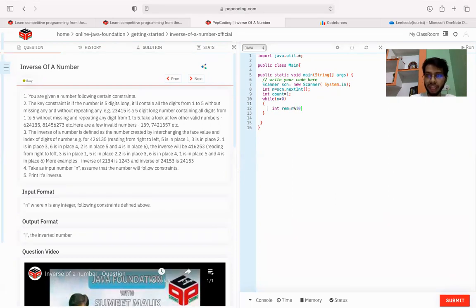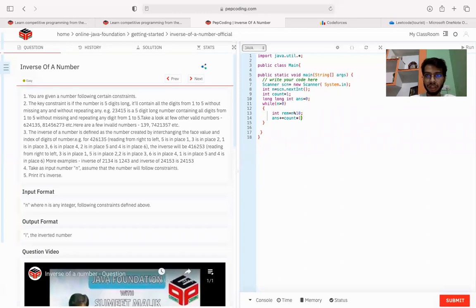After finding the remainder, I need to place it at its position. So I'm making an answer first: long answer equals 0. And here I'm taking the remainder as n modulo 10, and I'm going to multiply the counter with what?